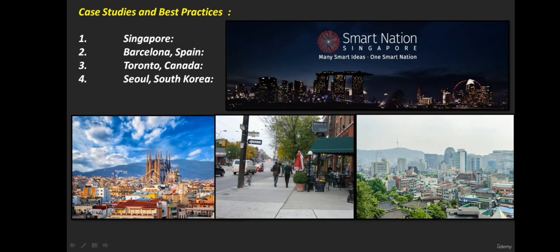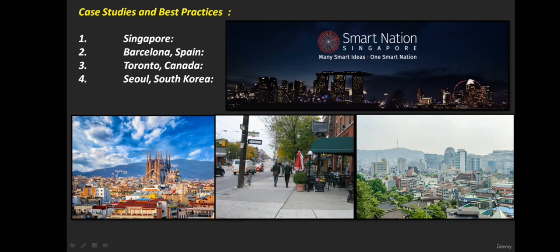So what are the case studies and best practices? We need to talk about four countries. The first will be Singapore. Singapore's Smart Nation initiative focuses on inclusivity with measures like accessible public transportation and digital services in multiple languages. Their approach demonstrates the importance of catering to cultural diversity.